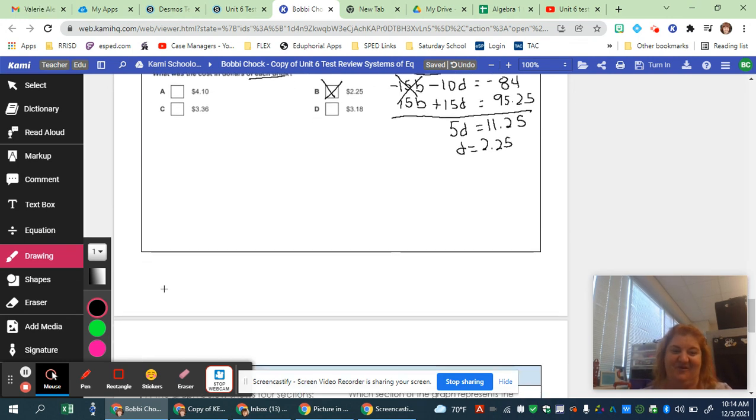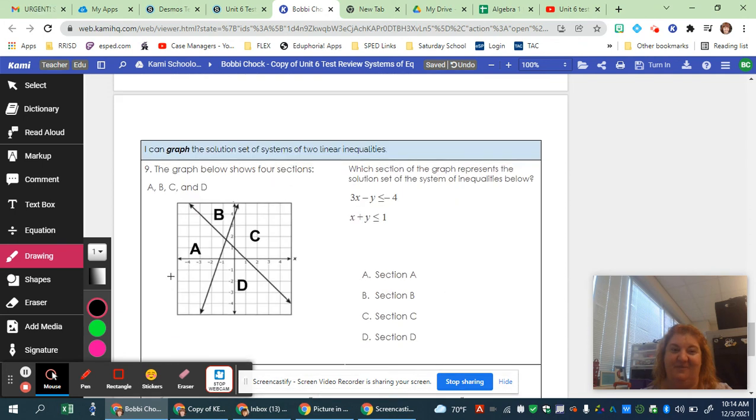Okay, we're almost done. We have one more page to go.